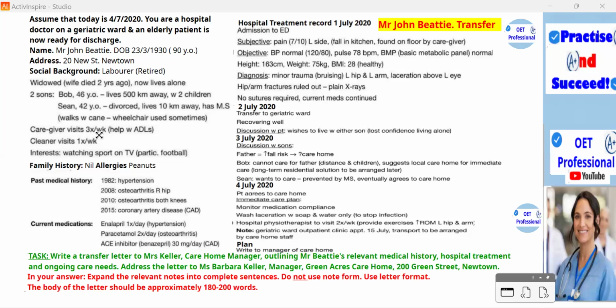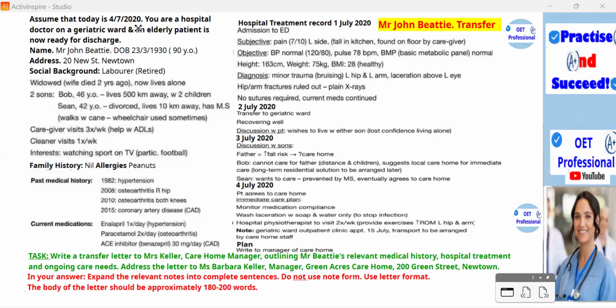Caregiver visits 3 times per week and helps with activities of daily living. A cleaner visits 1 time per week. Mr. Beattie is interested in watching sport on TV, particularly football. He has no family history and he is allergic to peanuts. Past medical history includes hypertension in 1982, osteoarthritis of the right hip in 2008, osteoarthritis in both knees in 2010, and coronary artery disease, CAD, in 2015.